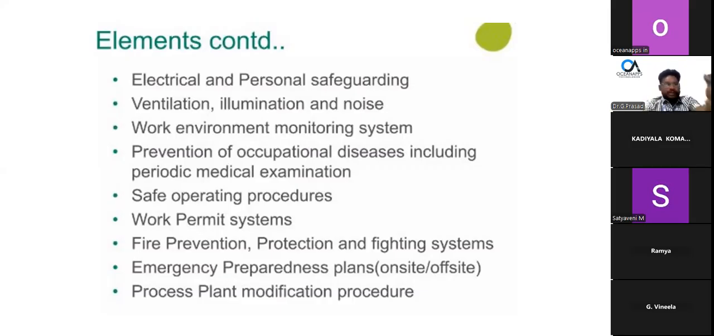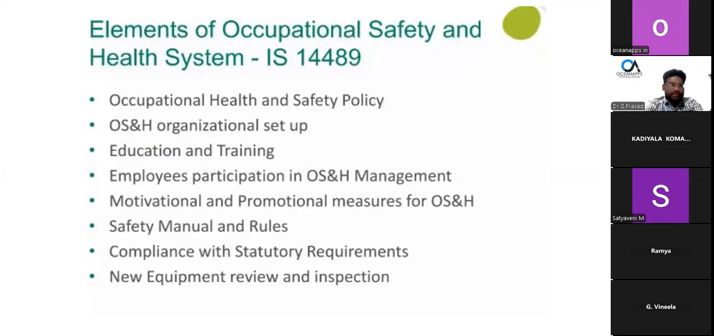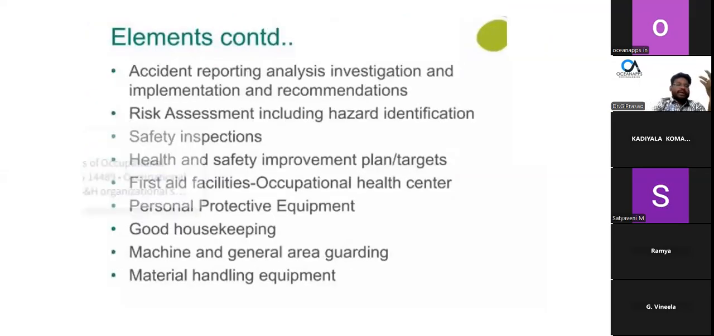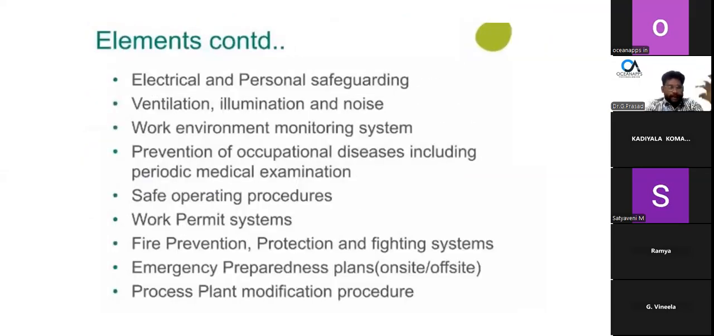See, here we have 1, 2, 3, 4, 5, 6, 7, 8, 9, and here almost more than 10, and here also almost 9 or 10. Around 30 or 40 elements are there. Whatever the involvement is in the company, in process, production, maintenance, engineering, procurement, whatever the hardware, software, humanware, everything will come under the safety audit.